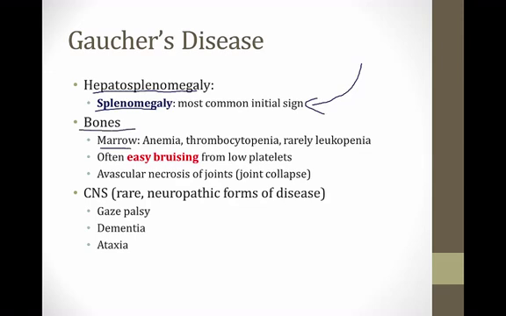First of all, the marrow can be affected. Children with Gaucher's disease often have anemia. They can also develop thrombocytopenia, and rarely they get leukopenia as well. The way this often presents, especially in a board question, is as easy bruising from the low platelets.